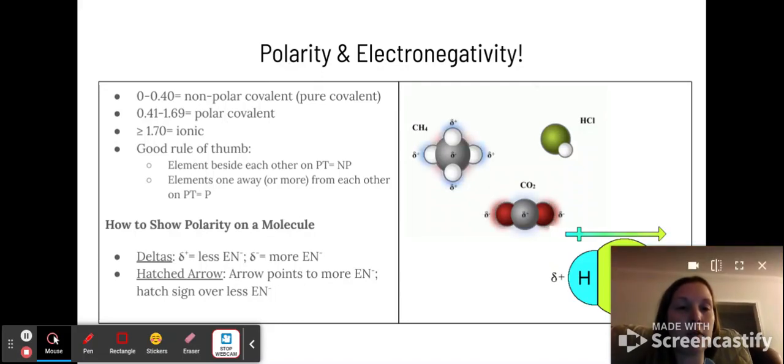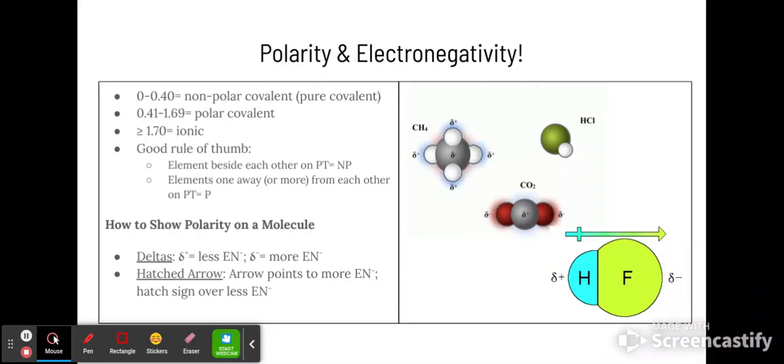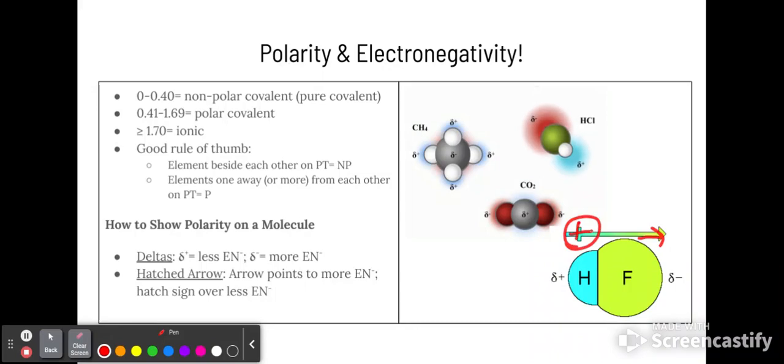And then you also have this one here, which is the hatched arrow. So you can tell it points towards fluorine, which is the much more electronegative element than hydrogen. And over hydrogen, you put that little hatch mark, which makes it look like a plus sign.